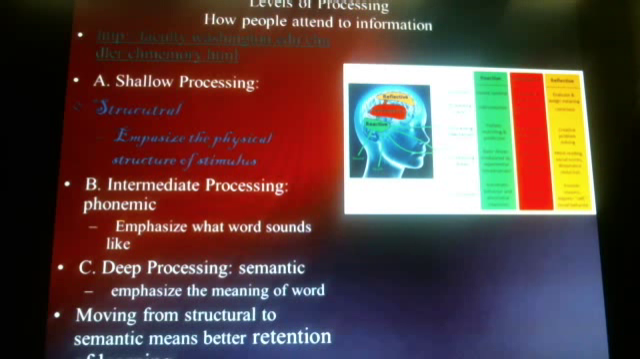The second thing you have to be able to do when you're encoding information is what's called intermediate, which is called phonemic processing.